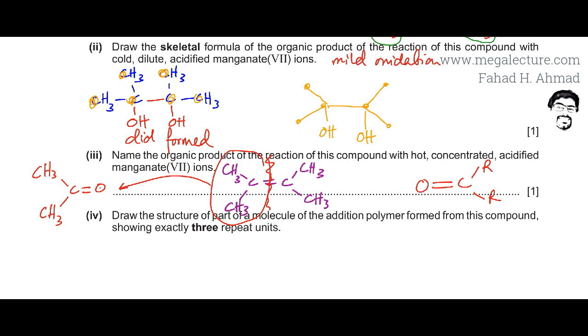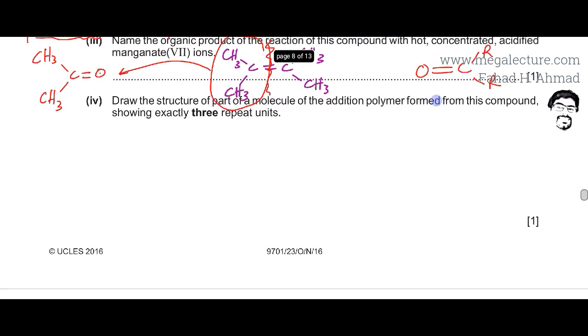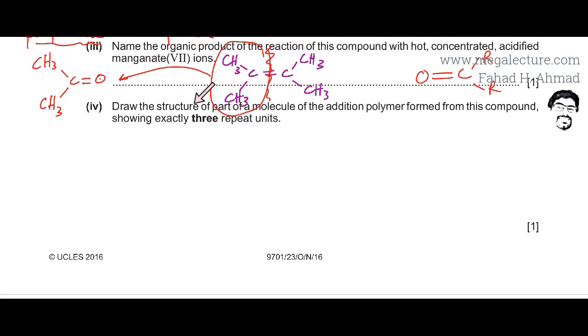What is the name of this molecule? It's a ketone and there are three carbon atoms, so it's propanone. So the answer to this question is going to be propanone. They wanted us to name the product, so it's propanone. Let's move to the next part, part 4 of the question. Draw the structure of a part of a molecule of the addition polymer formed from this compound showing exactly 3 repeat units.